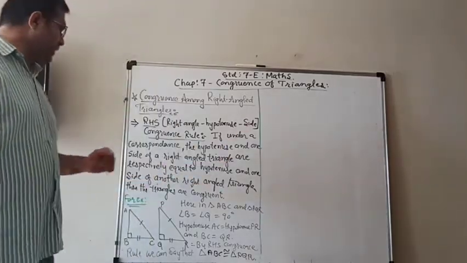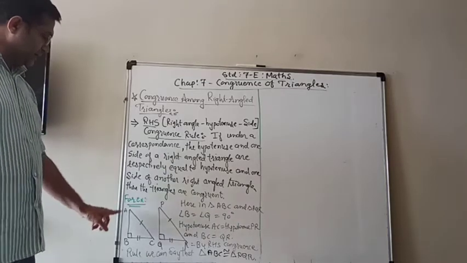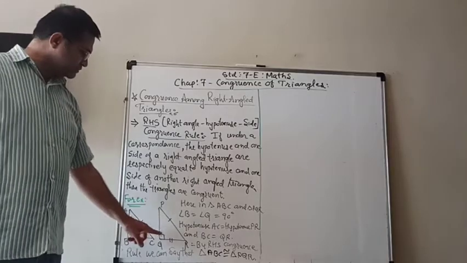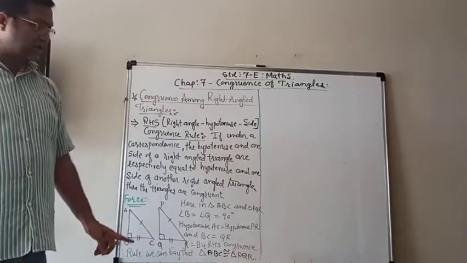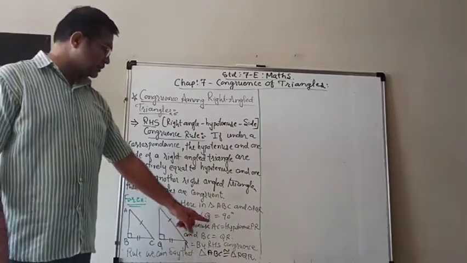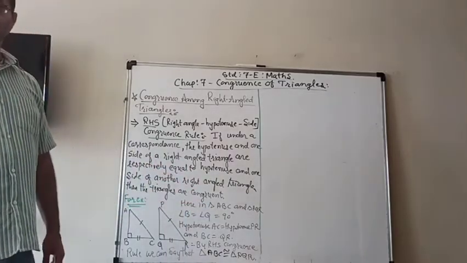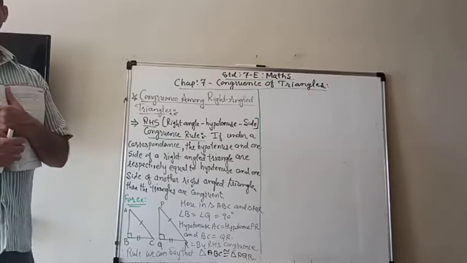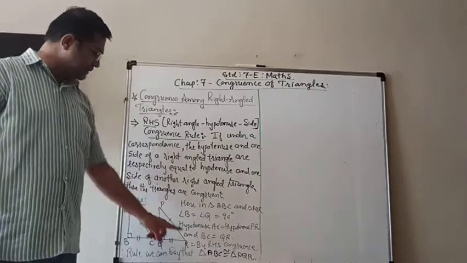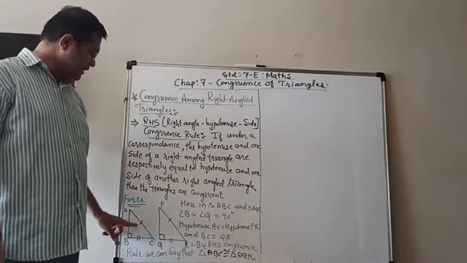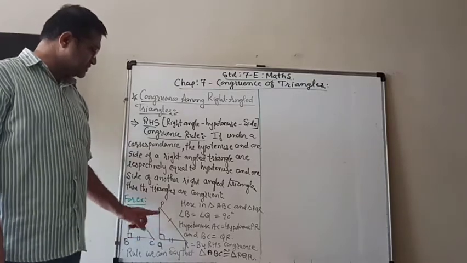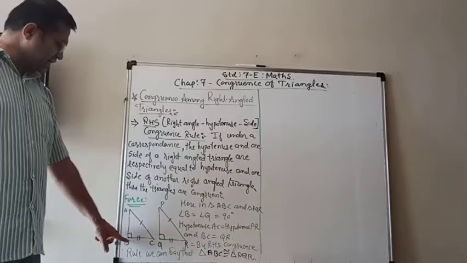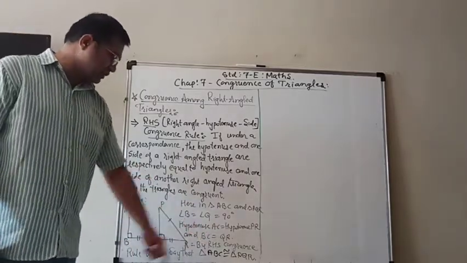Let us understand with the help of a figure. Here in triangle ABC and triangle PQR, you can see the sign here. It means they are right angles. So angle B equals angle Q equals 90 degree. And we know that the side opposite to the right angle is known as hypotenuse. So here AC and PR are the hypotenuse and they are having the same sign here. It means AC is equal to PR, that is the hypotenuse. And other side BC and QR are also equal.